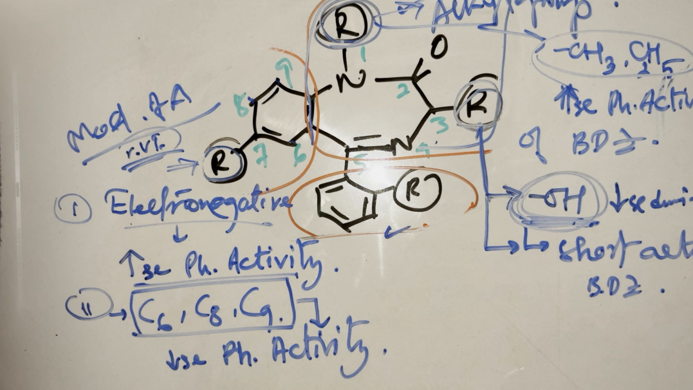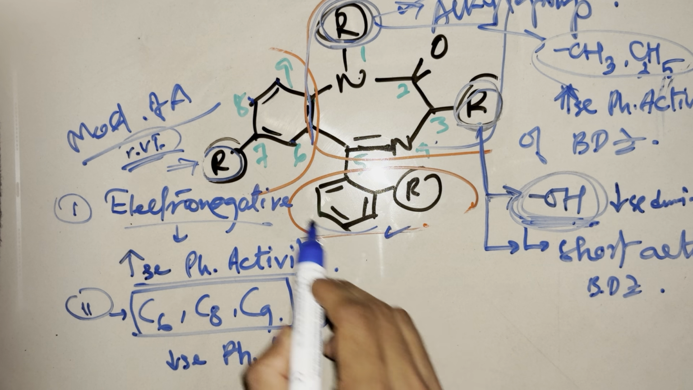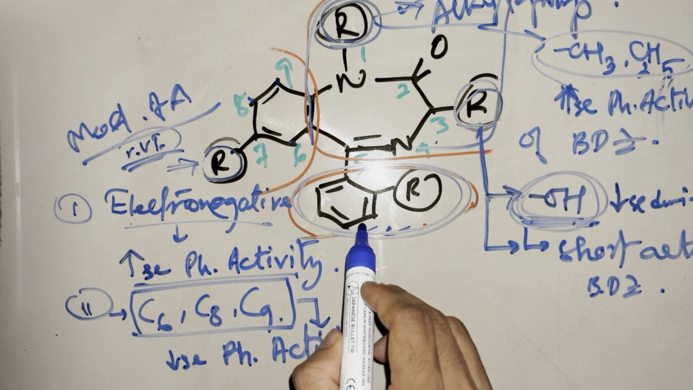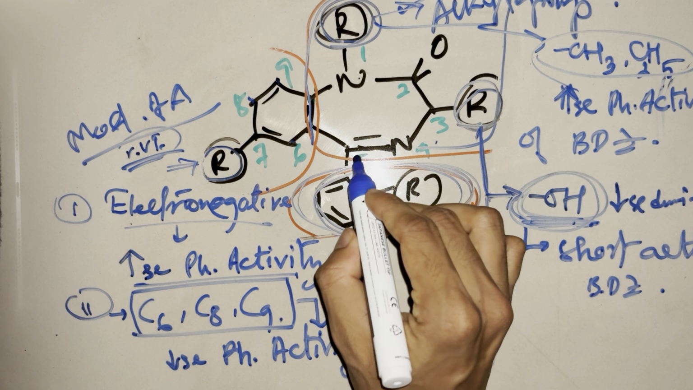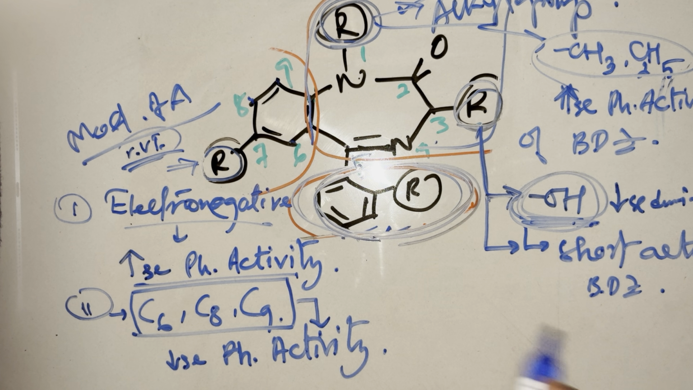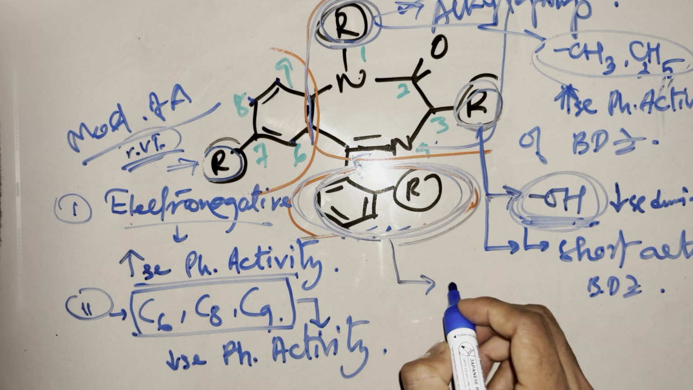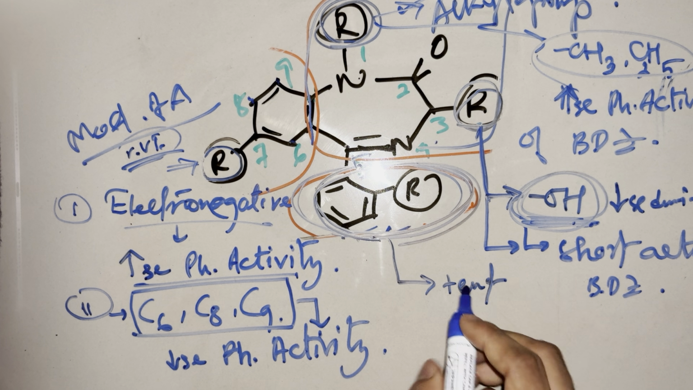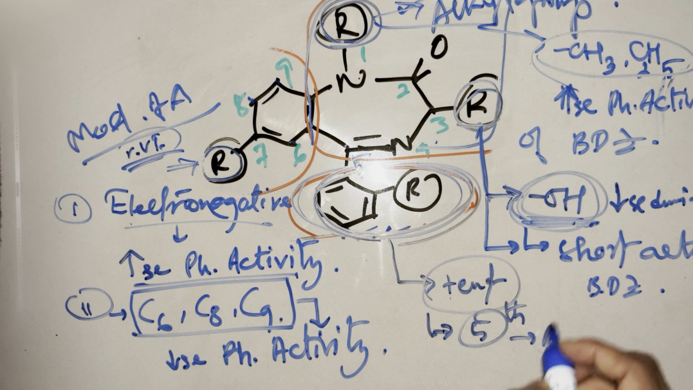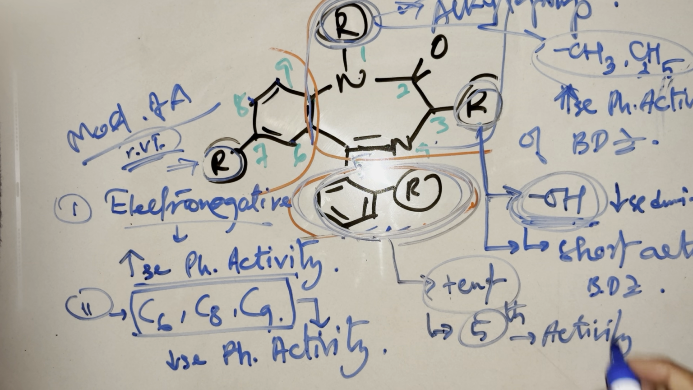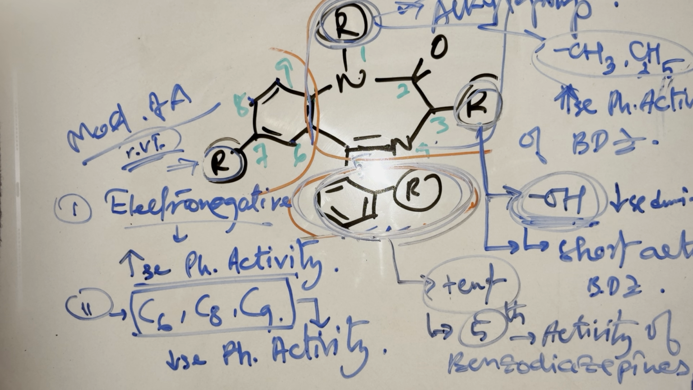Okay. Next, the aromatic benzene ring is present at the fifth position. So what is the position here? This is the fifth position. At this fifth position, one aromatic benzene ring should be present. So the presence of an aromatic benzene ring at the fifth position increases the activity of benzodiazepines. You can pause and write the points. These are the main important points.